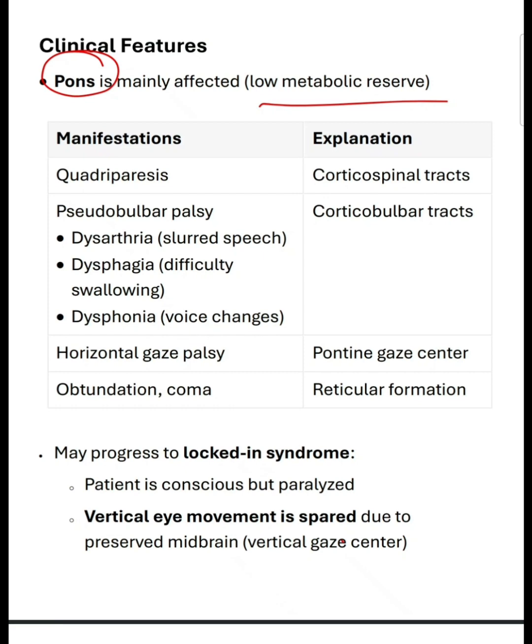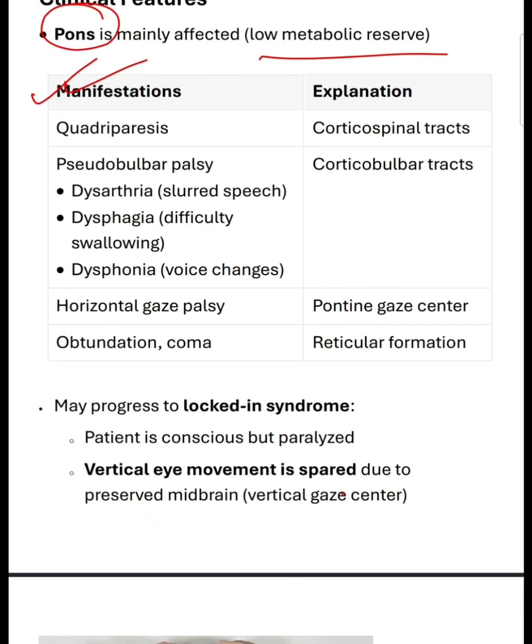And now I list here all the clinical features, and to understand why these clinical features are happening, you need to understand that again the pons is the main region affected, and also you need to understand what structures are in the pons. Then you can explain these clinical features. So let's talk about that first.